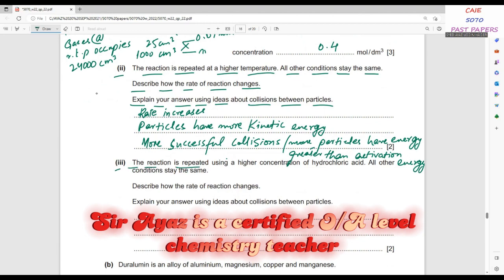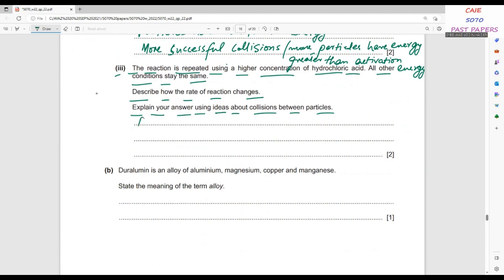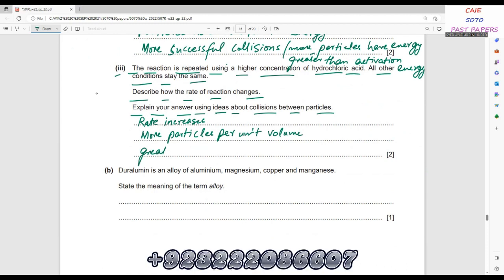Number 3, the reaction is repeated using a higher concentration of hydrochloric acid. All other conditions stay the same. Describe how the rate of reaction changes. Explain your answer using ideas about collisions between particles. Again, the rate of reaction will increase. So you write rate increases. But you need to give the explanation also. This time there are more particles per unit volume. So you write more particles per unit volume. And there will be greater collision frequency.